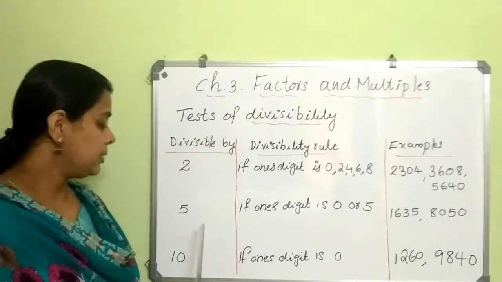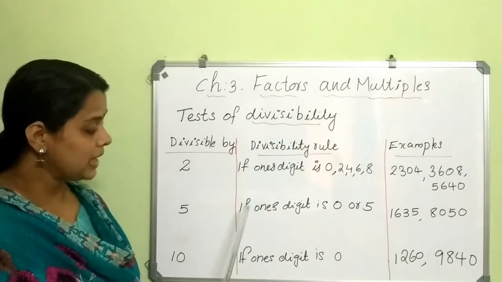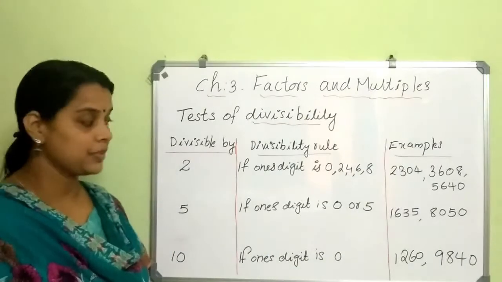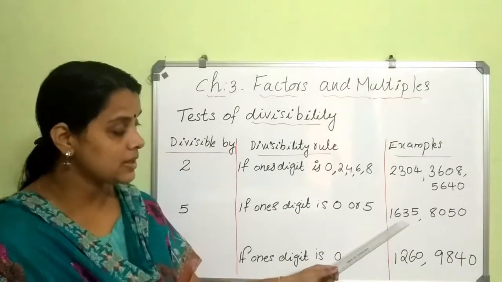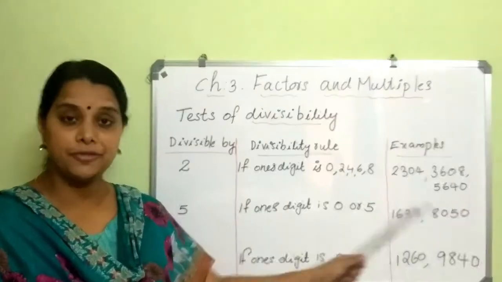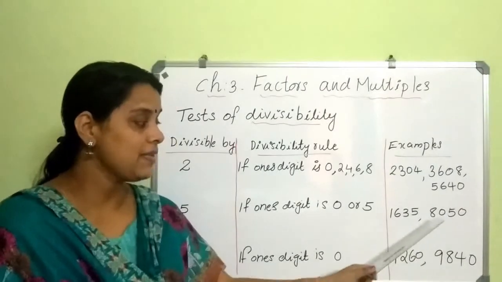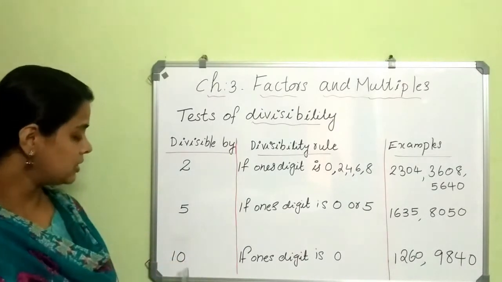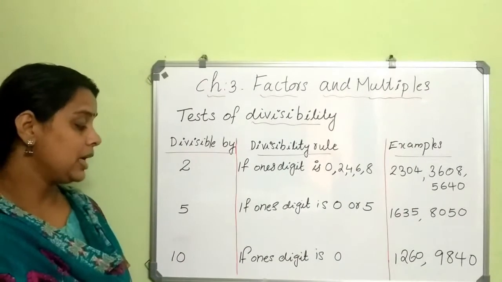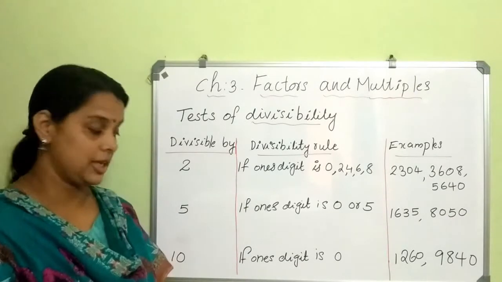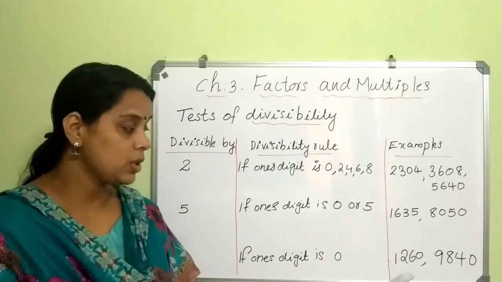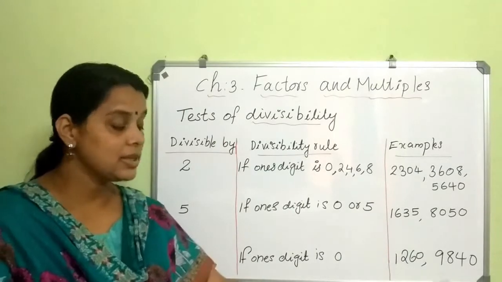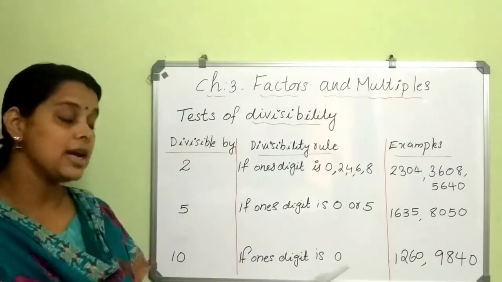Next is divisible by 5. The rule is if the ones digit is 0 or 5, then the number is divisible by 5. The examples are here: 1635 and 8050. Both numbers have 5 and 0 here, so the numbers are divisible by 5. Next is divisible by 10. How to check it? If the ones digit is 0, that is the rule of checking. Examples: 1260 and 9840. The last digit is 0 here, so the number is divisible by 10.